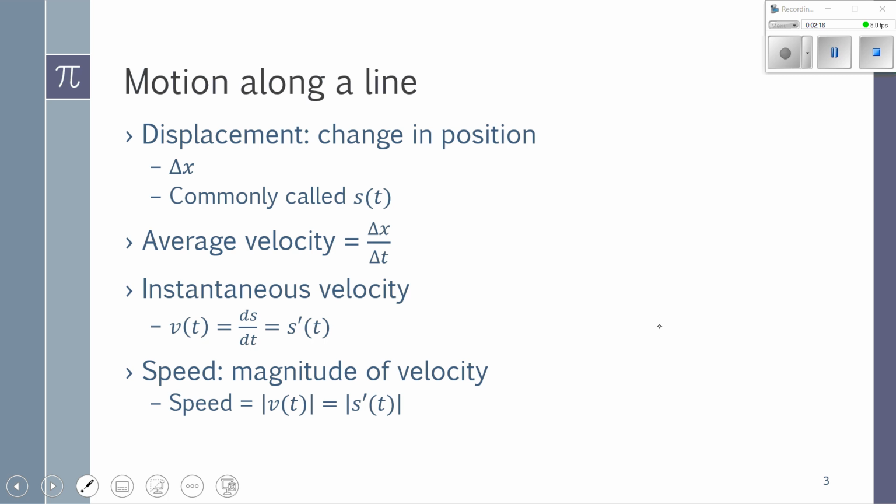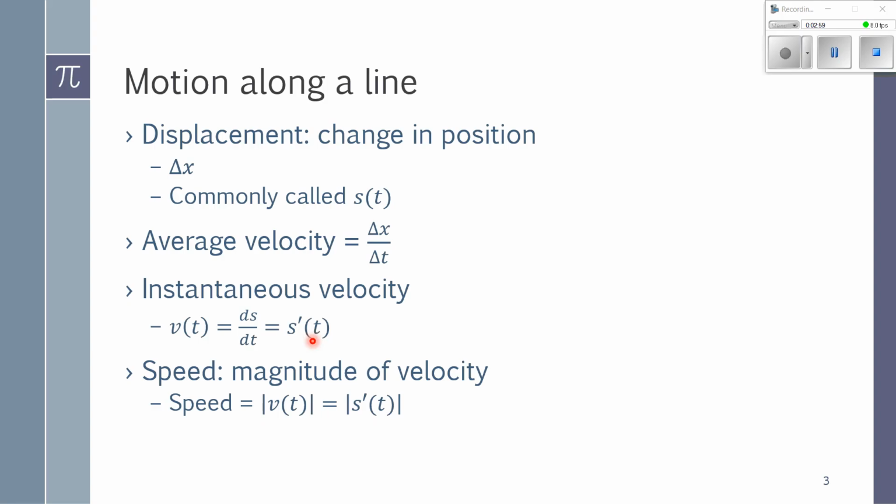We have average velocity, which is our displacement, change in x, over the change in time. That's the velocity you're used to finding, where you have 2 moments in time. Instantaneous velocity, or if we just said velocity, because instantaneous would be implied, is the instantaneous rate of change of displacement. Please note it's of displacement. And so it would be the derivative of our displacement. So ds/dt in Leibniz notation or s prime of t in Newton's notation.